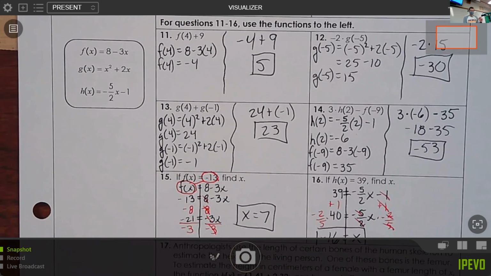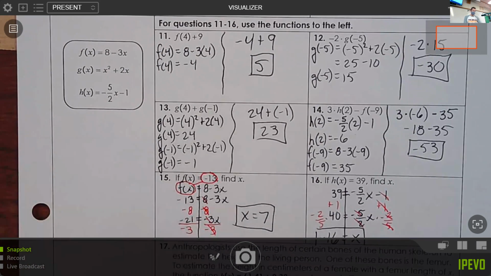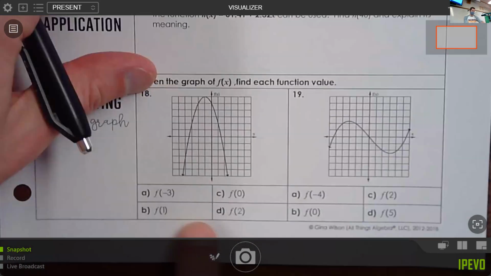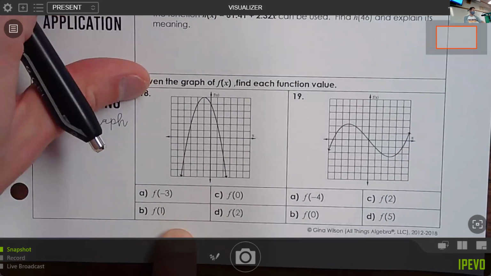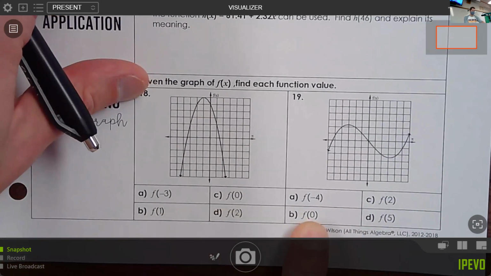All right, moving on to what we have today. We've got a word problem, and then these ones at the bottom, I think these might be the simplest problems on the entire notes from yesterday. So once we get there, I'll talk about that.